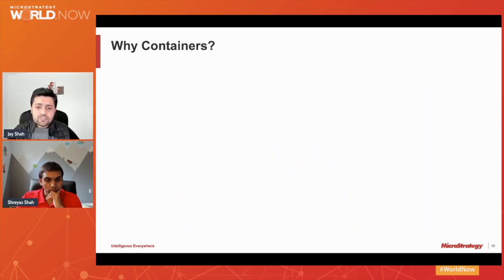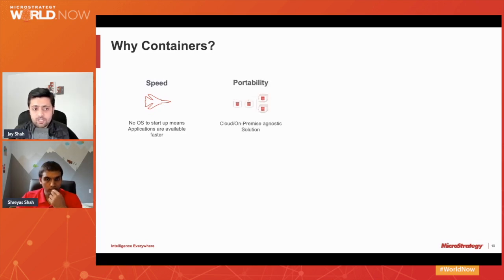There are a number of reasons why we chose containers for our Hyper.Now offering. First one is speed. With containers, there is no operating system to start up, which means your applications are up and running a lot faster. Portability. I mentioned that we are using a Kubernetes cluster, and that Kubernetes cluster can be anywhere, whether it's on cloud or on-prem, and we can deploy the MicroStrategy application in that.